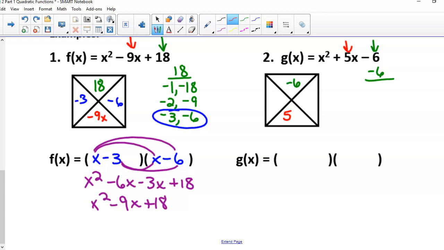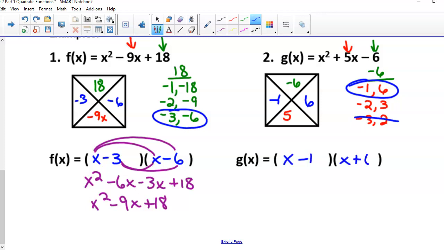So if I have 1, -1, and positive 6, and then I could have -2 and positive 3, I could have -3 and positive 2, but that one doesn't have the larger one as positive, so we don't really need that one, and we're actually done. Now we can take a look at which of these is going to give us a positive 5 when we add them together. And that -1 and 6 will. So we have x minus 1 and x plus 6.